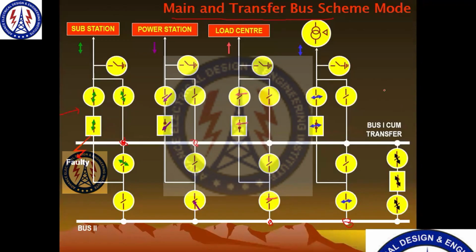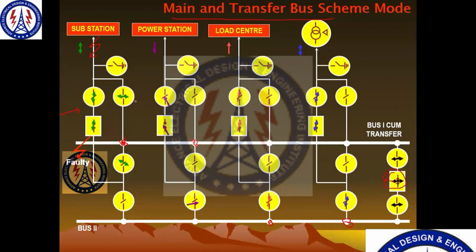At this point, if along with this fault another fault occurs, it depends on where it is occurring. Based on that, the decision will be made. Suppose a fault occurs here on this line. So what will happen? This circuit breaker will trip.